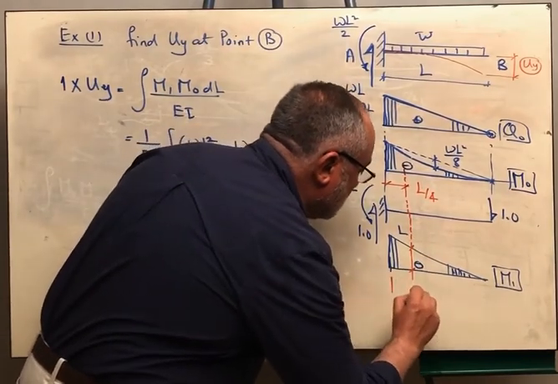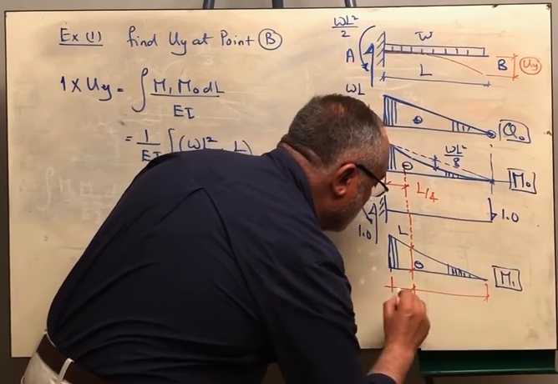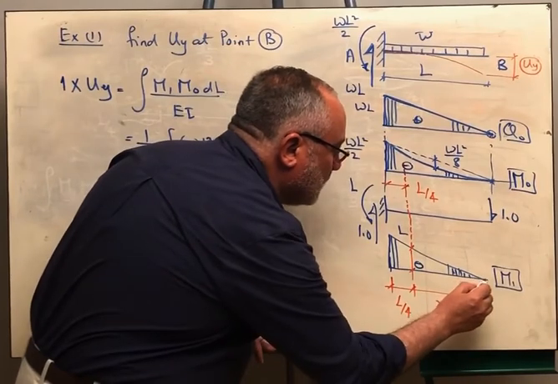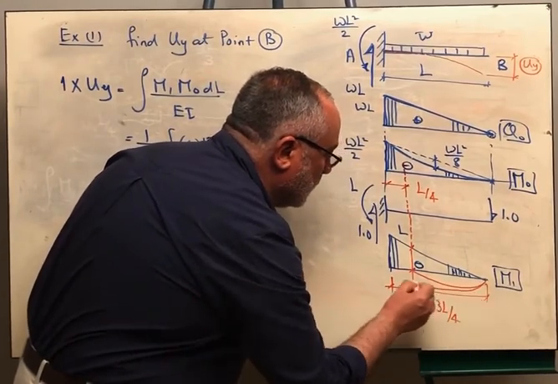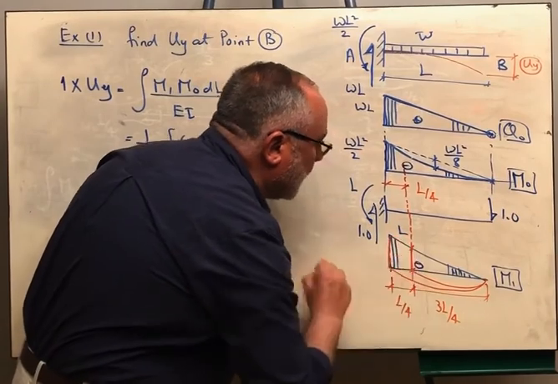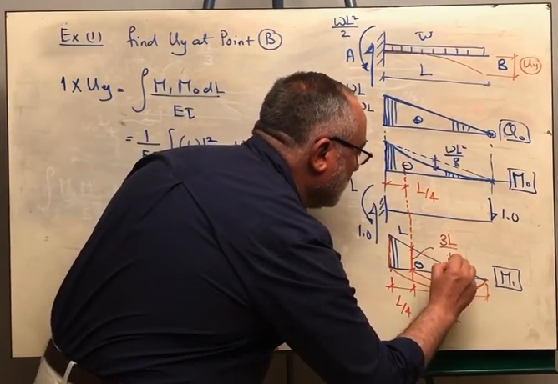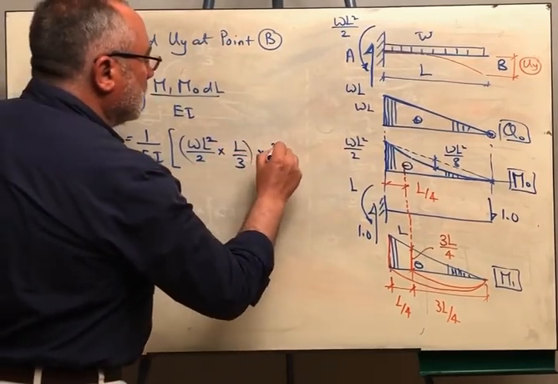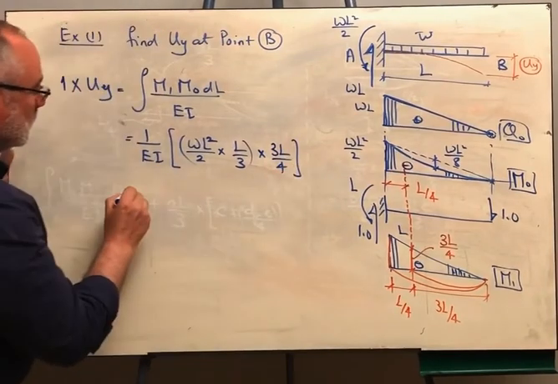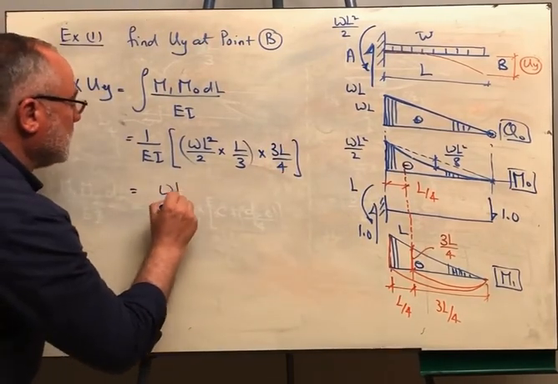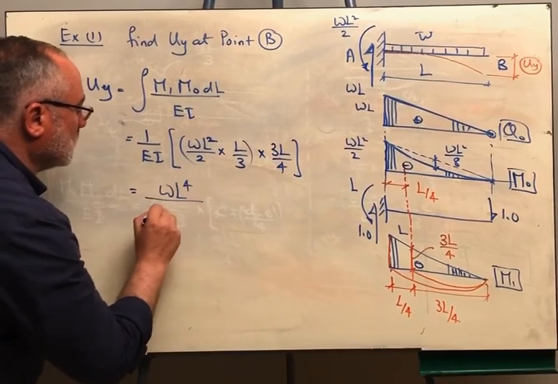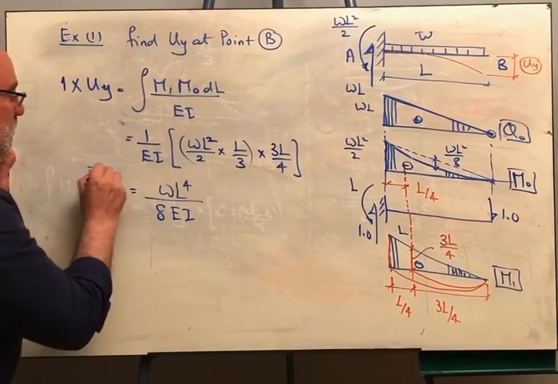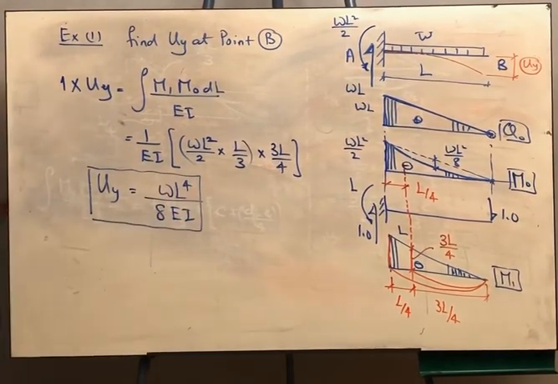Okay, so this means that this is L over 4 and this is 3L over 4. So from similarity, you see that this distance over this distance is equal to the ordinate over L. This must be 3L over 4. Okay? This is multiplied by 3L over 4. If you did that, this will be WL to the 4th over 8 EI. This is the vertical deflection at point B.